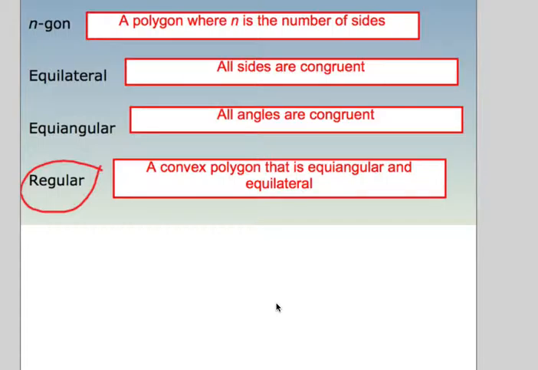Equilateral is when all the sides are congruent, and equiangular is when all of the angles are congruent. And when a polygon is regular, it is both equiangular and equilateral. And that's actually a very special thing that happens. Like a square is a polygon that has all sides the same and all angles the same. You might pause here to copy these.